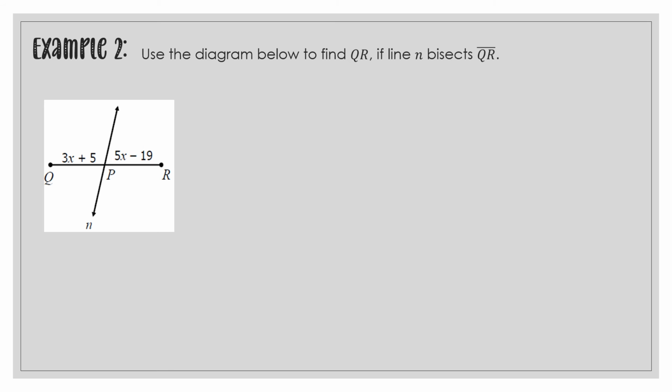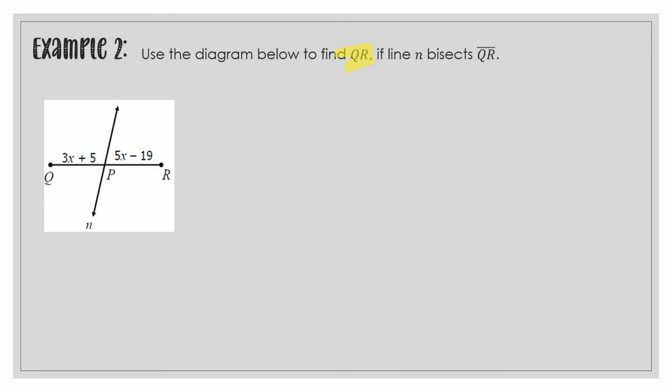For example 2, we have a picture, so we don't have to draw the picture. We know that line N bisects QR, and we are looking to find QR. So this one, we're not just finding x, we're finding QR. So make sure that once you find x, you find the measure of QR.